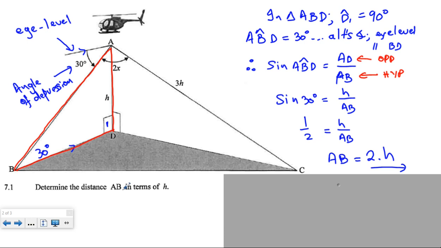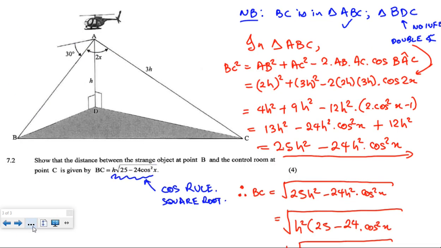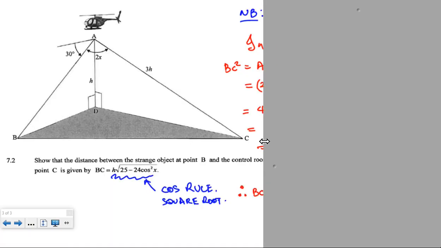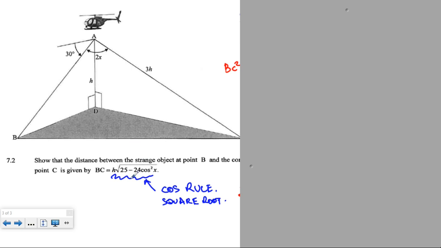The question one must ask, why did we find AB? Because the next question we want to find a kind of identity question. Let's block the solution out. So the identity question will give you an idea basically what we want to find. Now if you look at this question, it says find BC, show that BC is equal to h square root of 25 minus 24 cos squared x. Immediately square root, immediately cosine rule, because you got a square root to sine.